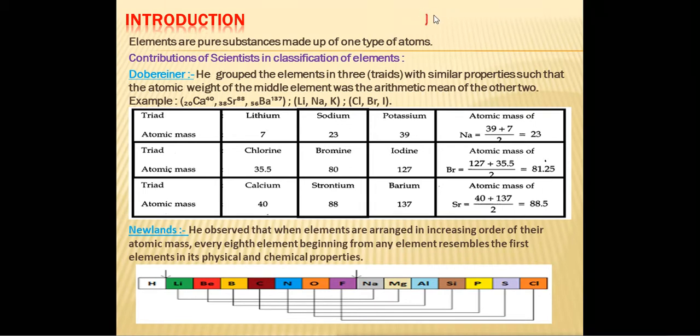At present we have 118 elements, out of which some of the elements are natural and some of them are man-made also. But previously, during the early times, only a few elements were there, around 25 to 30 elements. So at that time it was easy for scientists to learn their properties, but now we have 118 elements, so it's very difficult for us to learn the properties of each and every element.